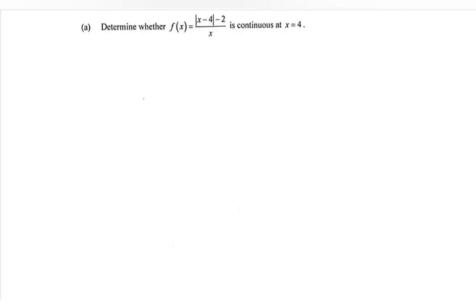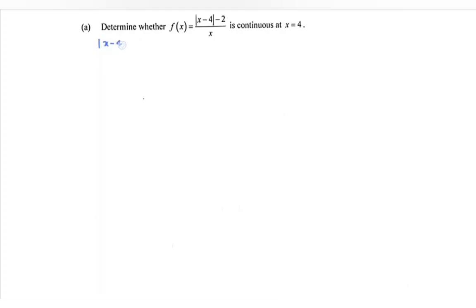Hello everyone, in this video I'm going to discuss the example for limits and continuity. Kindly refer to the example. Determine whether the function given f(x) is continuous at x equals 4. Notice that we have the modulus of x minus 4, so kindly define the situation.